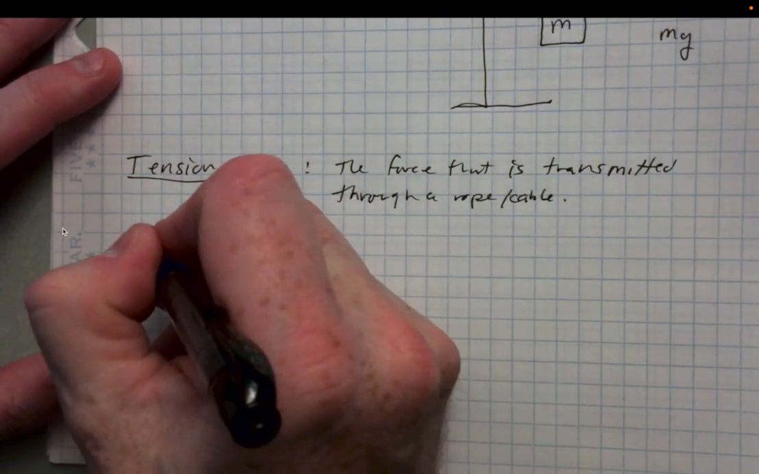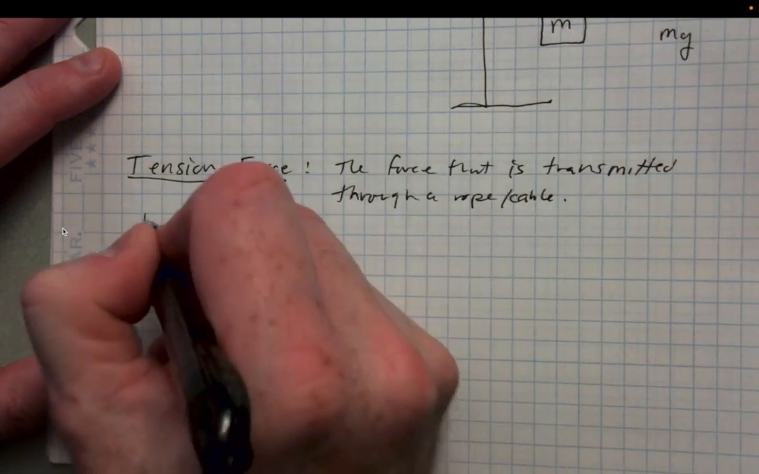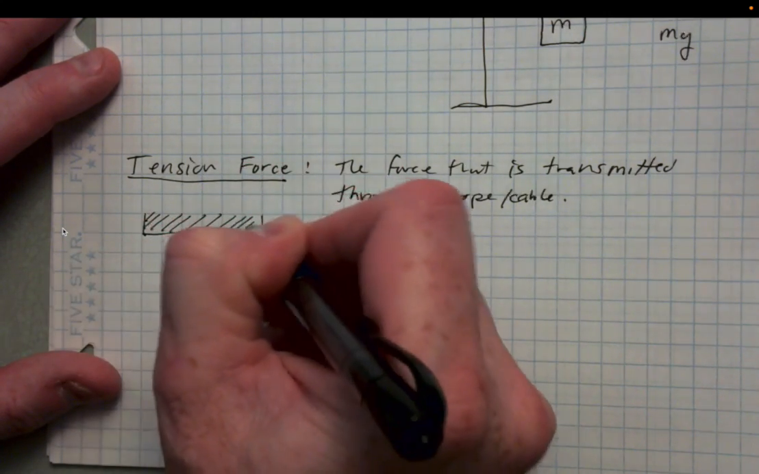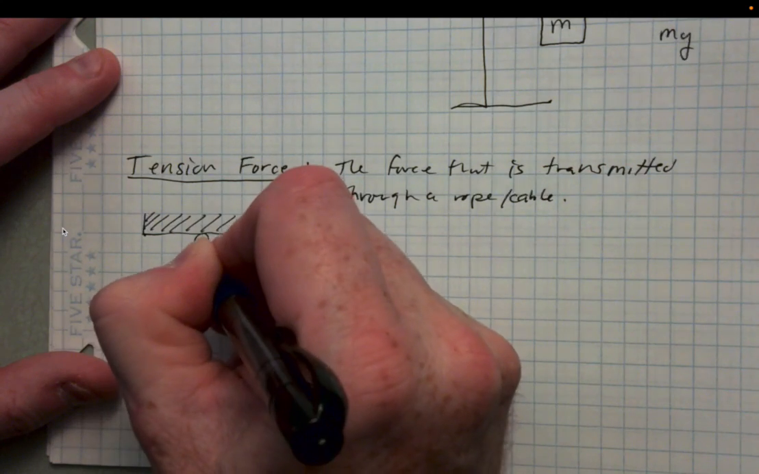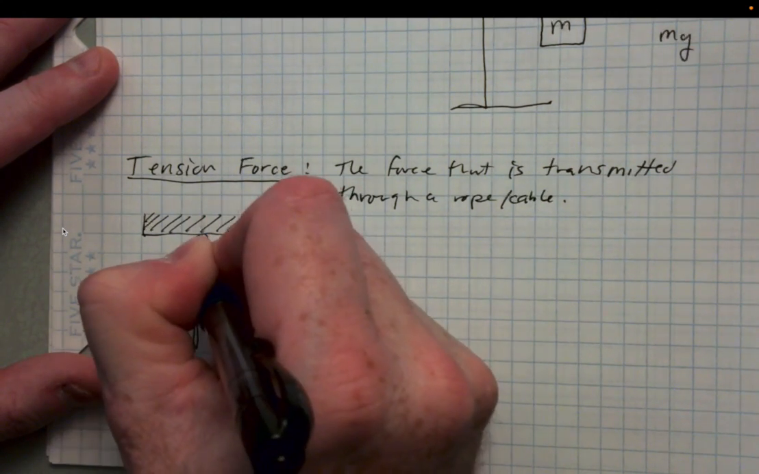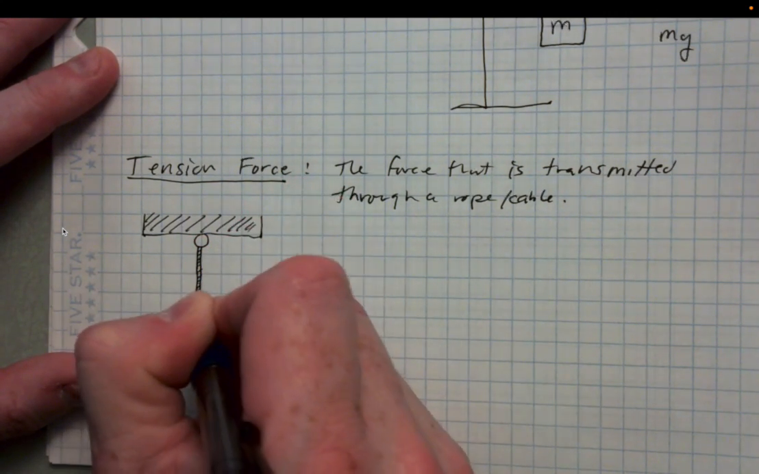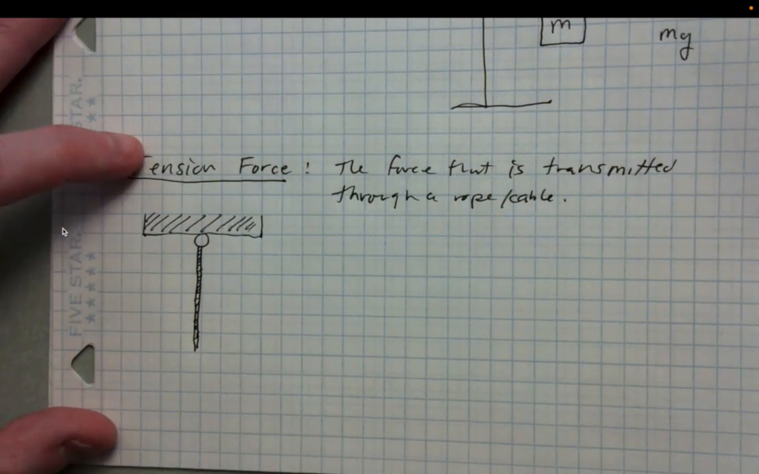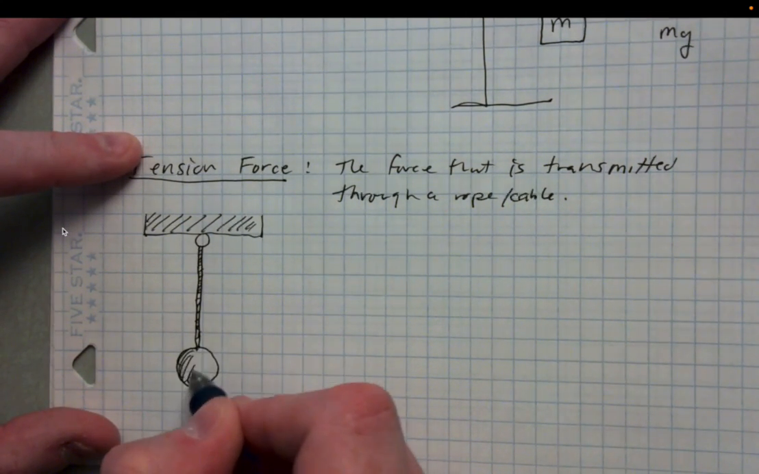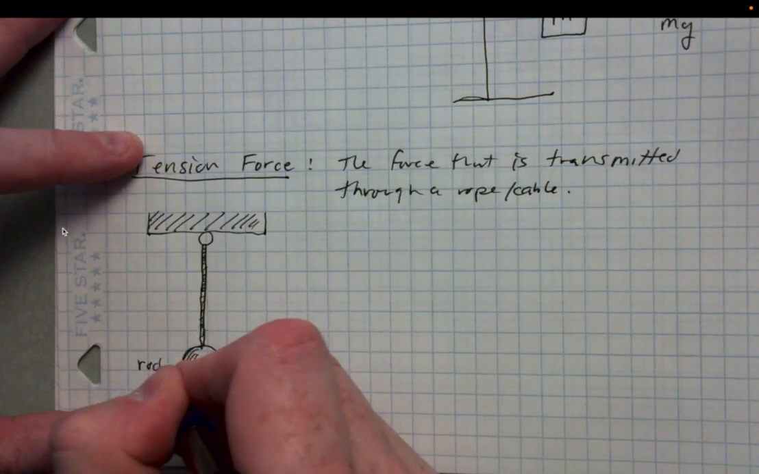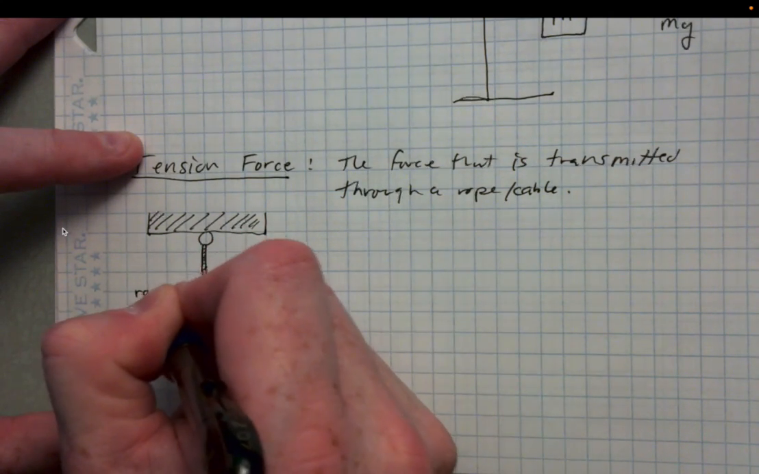The simple example here would be, I've got some kind of a ceiling, and a rope tied to the ceiling. Then at the bottom of the rope, I tie a big rock. So I've got the rock, and I've got a rope.